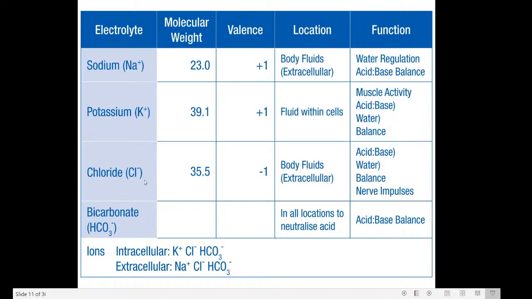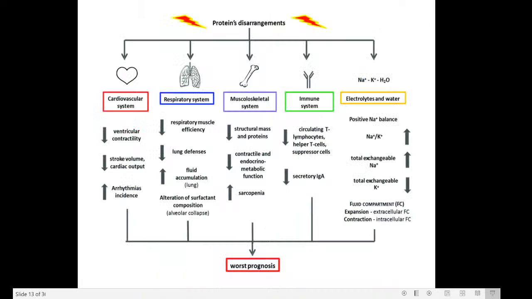Then chloride, Cl- ions, are present in the body fluid. It also balances nerve impulses and water-acid balance. And bicarbonate neutralizes acids and maintains the acid balance. In each and every situation, every organ has a different function. Here we are focusing on the electrolyte and water balance. If a protein disarrangement happens in various areas, how does the protein change affect the electrolyte and water balance?